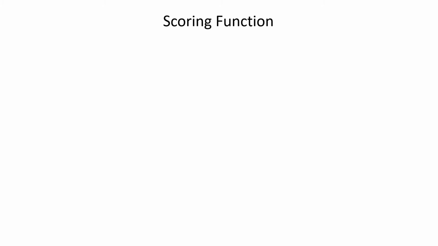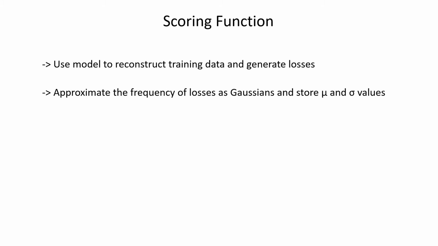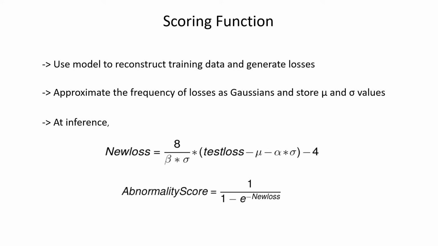Now we will describe how both our models work in conjunction with our scoring function to output an abnormality score. After training, we use our model to reconstruct the same data it was trained on. Naturally, the losses for each feature are concentrated around 0 with steady decline in frequency for higher loss. We approximate the frequency of losses as Gaussians and extract parameters mu and sigma from them. At inference, we send these mu and sigma along with the reconstruction loss for test data, and our scoring function uses these equations to give a final score between 0 and 1.